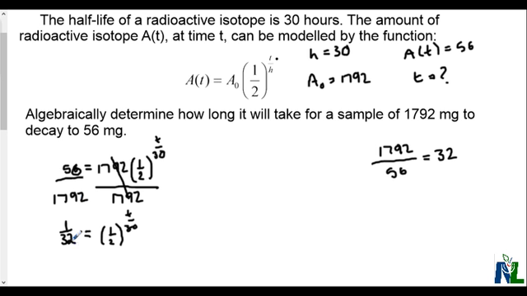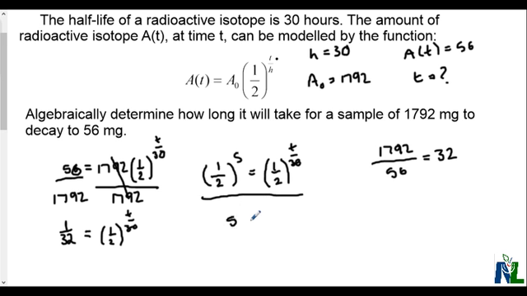So now I know that I can write 32 as a power of 2. So that's going to give me 1 over 2 to the exponent of 5 is equal to 1 over 2 to the exponent t over 30. So now that I've got a common base, I can equate my exponents. So I can say that 5 equals t over 30.